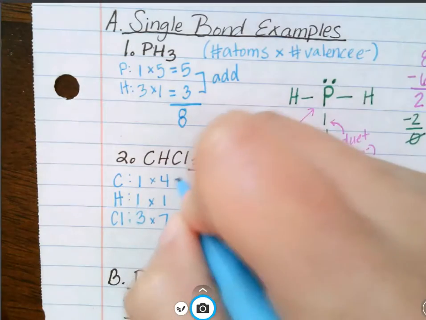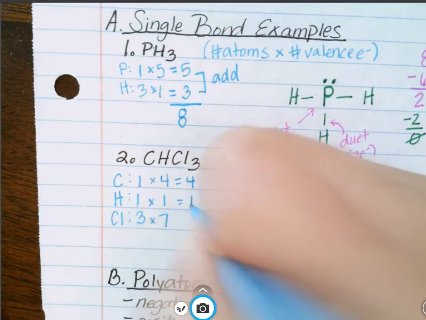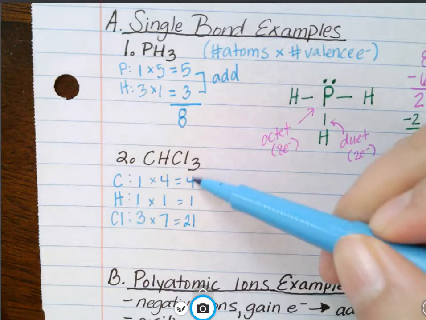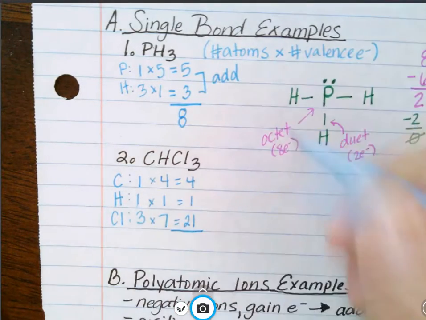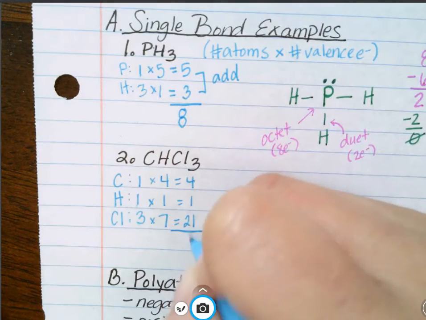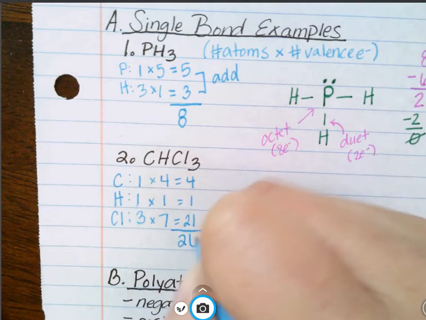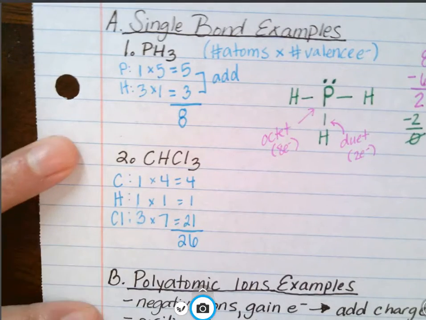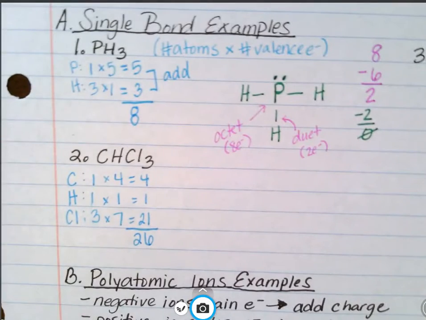Okay, so that's 4, that's 1, that's 21, and so then a total would be 26. So we have 26 valence electrons to work with. All right, let's move on to the next part. Determine the central atom.